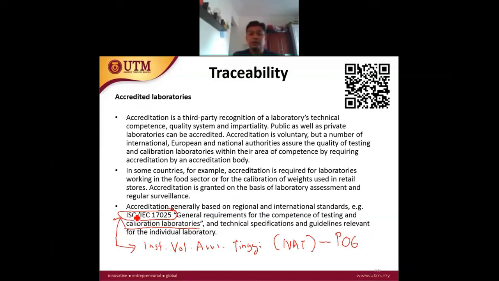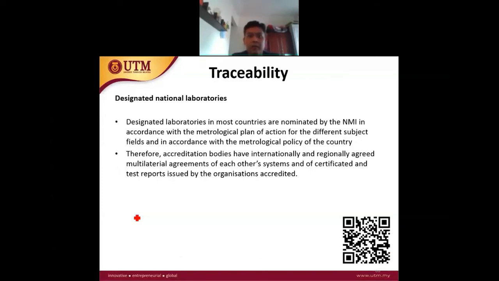So there are many other examples of accredited labs in UTM. There are also designated labs in the NMI, and many labs developed or set up in Malaysia or internationally to perform metrological work, like for example how to measure the performance of roads, and so on.